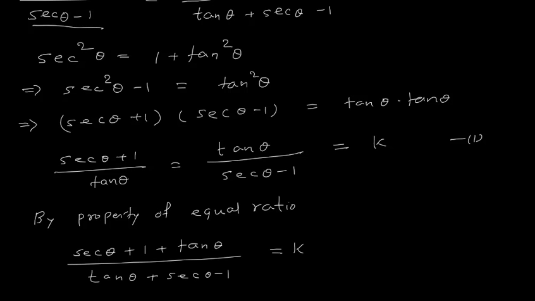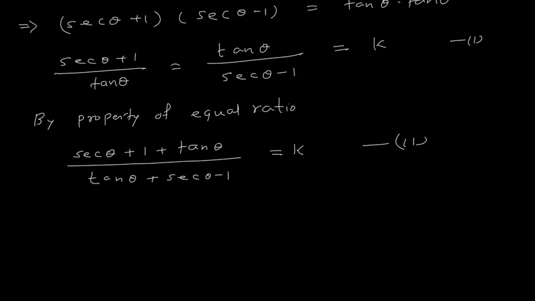Now see what you have to prove on right hand side, it is tan theta plus sec theta plus 1. What I am getting here, tan theta plus sec theta plus 1, and denominator is tan theta plus sec theta minus 1. Okay, so let us consider this as equation 2. Now if I compare 1 and 2, I can say that this tan theta upon sec theta minus 1 is equals to sec theta plus tan theta plus 1 upon tan theta plus sec theta minus 1, because both are equal to k.